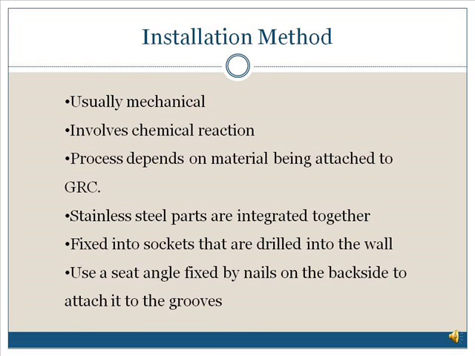The installation method is mechanical in most cases. It involves a chemical bond between the different components of the GRC. The process depends on a material being attached to GRC. The stainless steel parts are integrated together and fixed into sockets that are drilled into the wall. Seating with an angle fixed by nails on the backside, the GRC plates are attached into grooves that are later attached into the facade of the building or the different structure that the GRC is applied to.